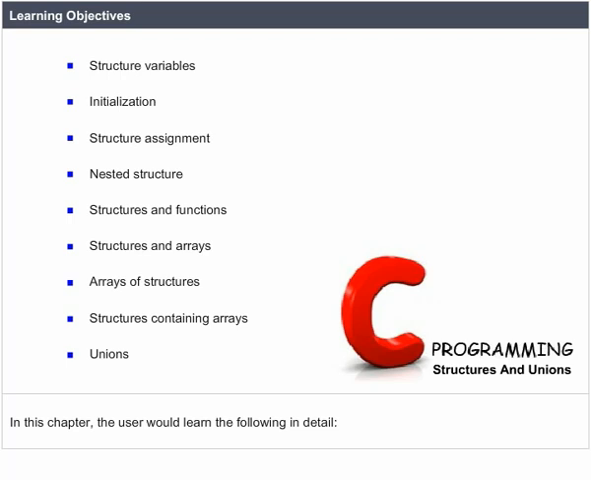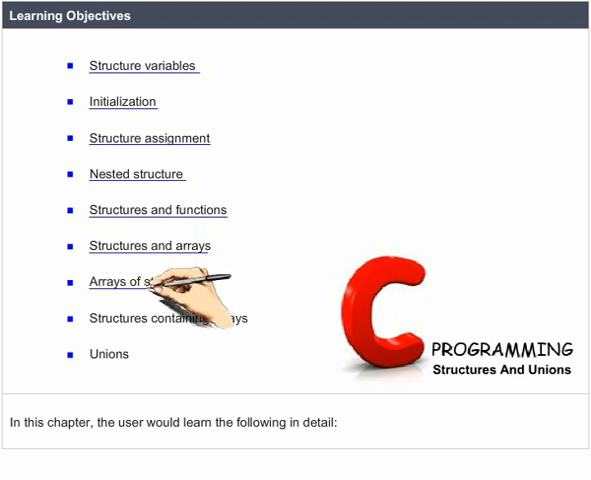Structures and unions, learning objectives. In this chapter, the user would learn the following in detail: structure variables, initialization, structure assignment, nested structure, structures and functions, structures and arrays, arrays of structures, structures containing arrays, unions.